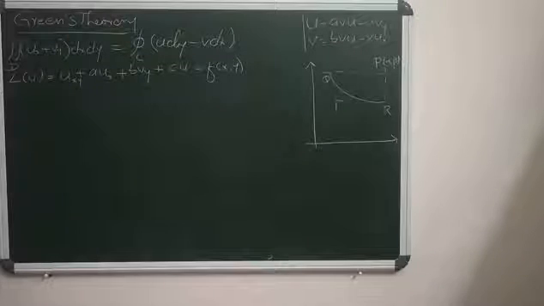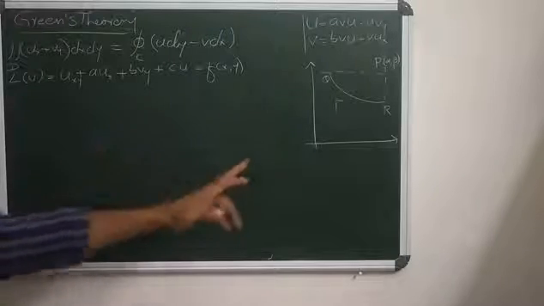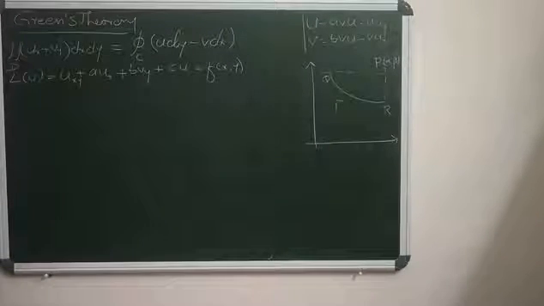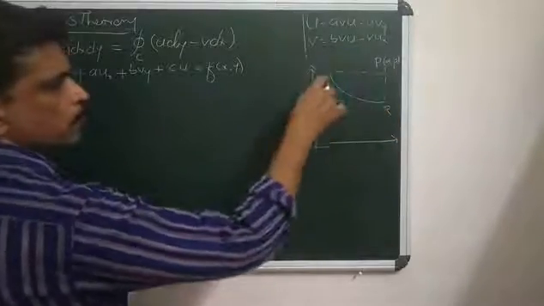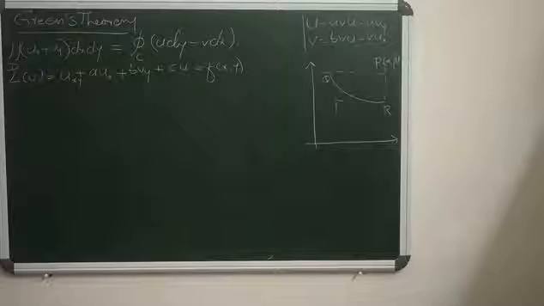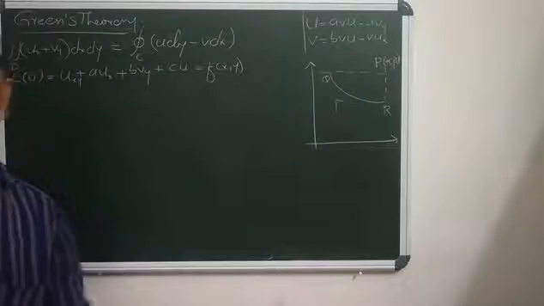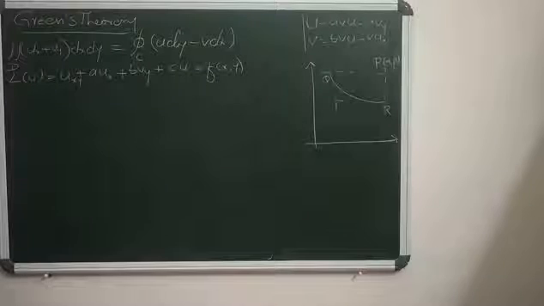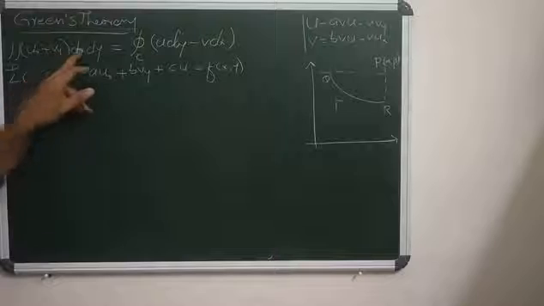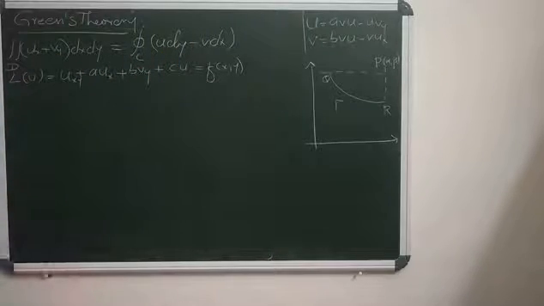Now let the characteristics of P intersect the initial curve at two points Q and R. Then consider PQRP. That is a closed curve bounding the region of integration D. Then by Green's theorem, the double integral over D of ux plus vy dx dy is nothing but the integral over C of u dy minus v dx.